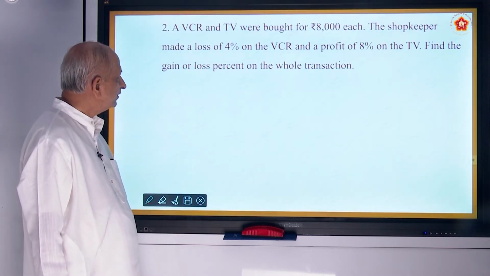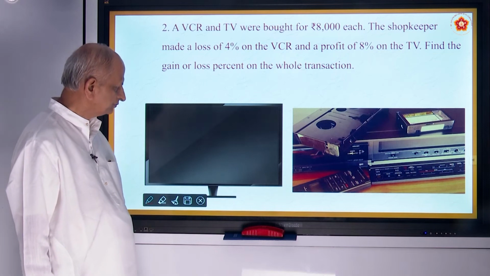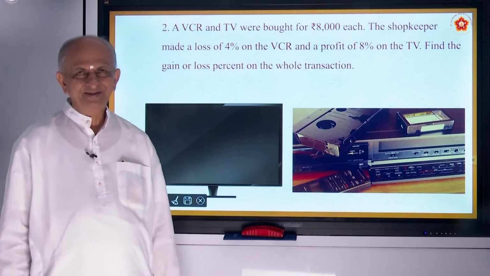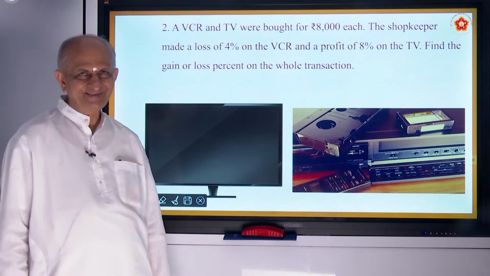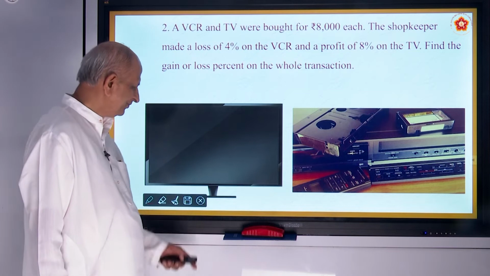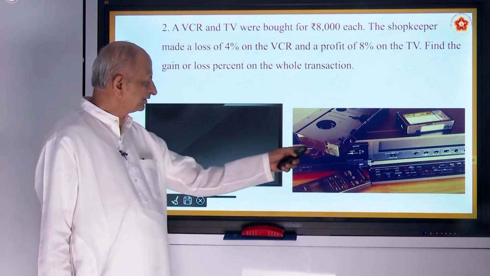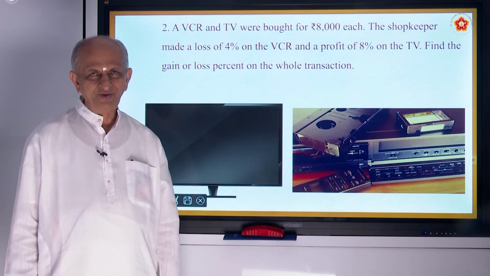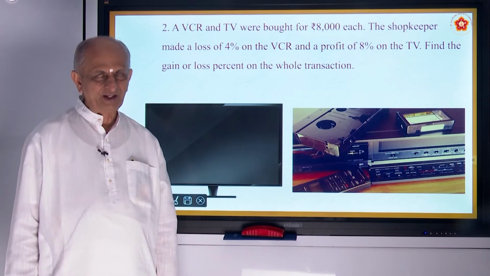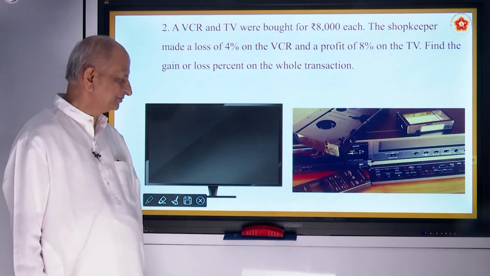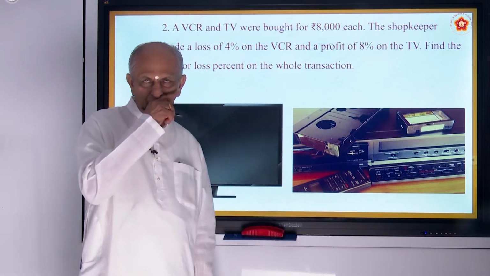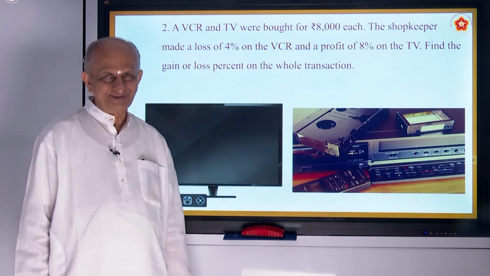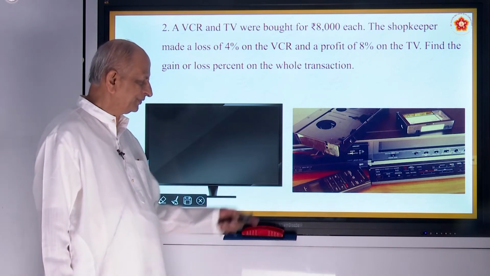Next problem: VCR and TV are bought. So this is TV. There are so many companies like Sony, Samsung, correct? You know many of them. So this may be like Samsung. This is called VCR. What is VCR? Video cassette recorder. Earlier the Ramayana and Mahabharata serials were coming in this VCR. Nowadays it is not there. They are outdated. But earlier it was there.